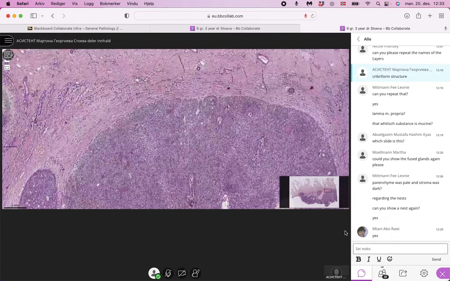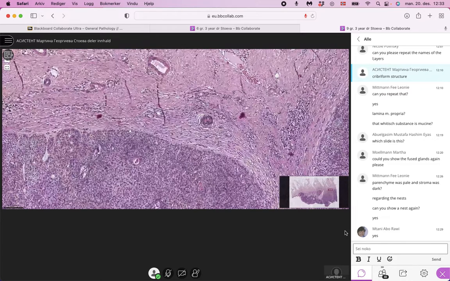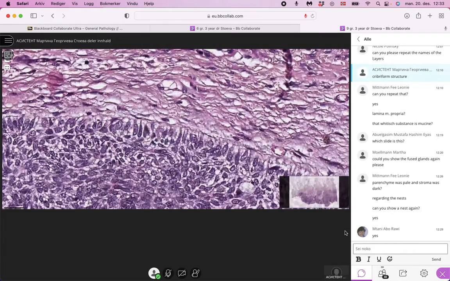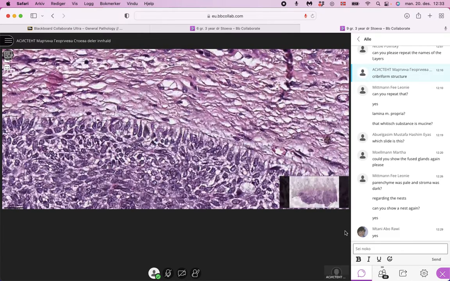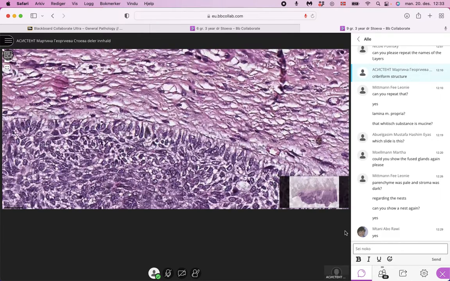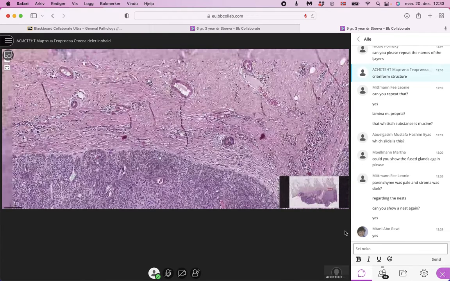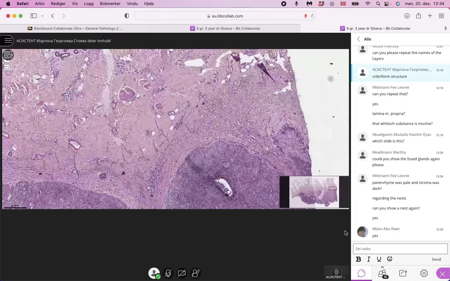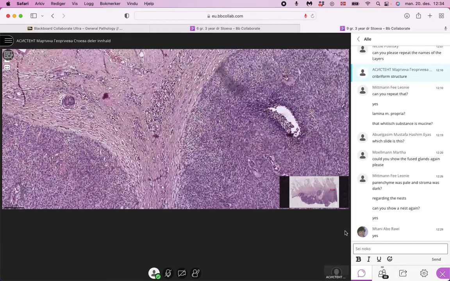Here too. When we zoom in, these parallel nuclei are really quite well visible. Again, there is stromal reaction in the stroma that separates the tumor nests. Here there are many lymphocytes.